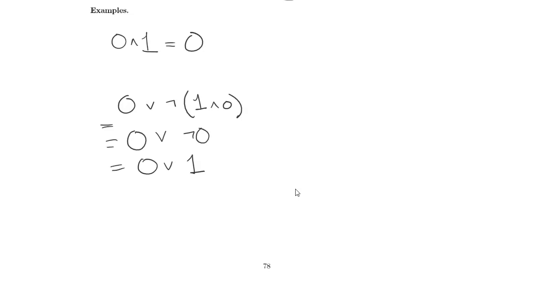We can write down more complicated statements. 0 join the complement of 1 meet 0. Well, let's do this from the inside out. 1 meet 0, we just saw, is 0. The complement of 0 is 1. And 0 join 1 is 1. We can also solve equations in bits.